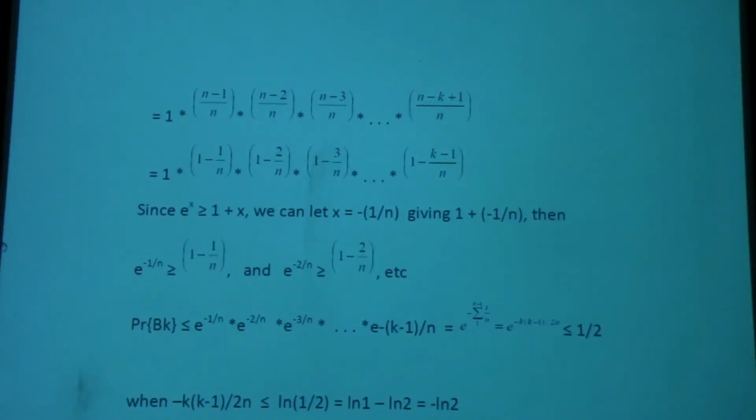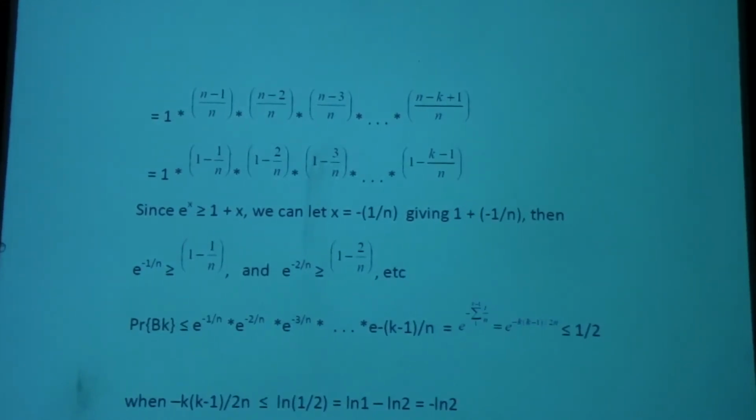So how much did I subtract here? So this is going to be n minus 0, n minus 1, n minus 2, n minus 3, and this is n minus (k minus 1). So how many terms do I have here?